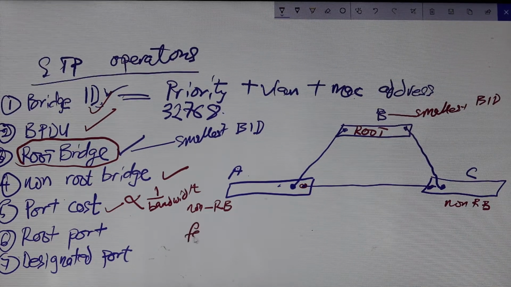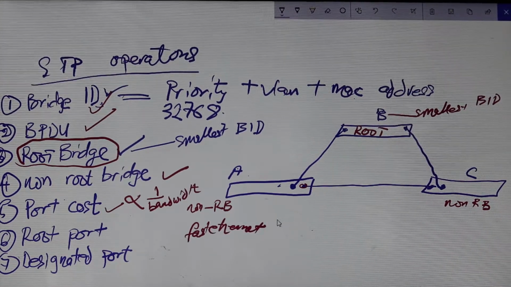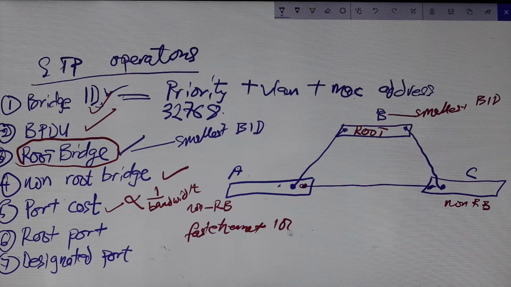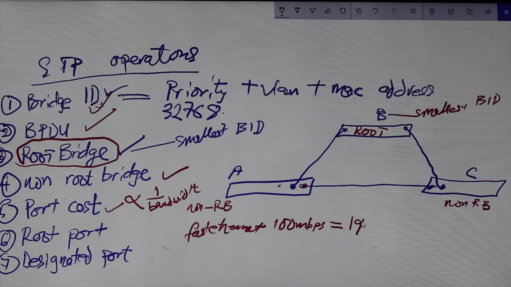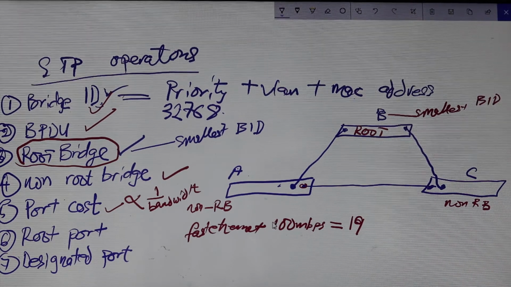So fast Ethernet interfaces. What is the bandwidth for fast Ethernet interfaces? 100 megabits per second. And the value which is given to it is 19. That is the port cost for fast Ethernet interfaces. It's fixed. There's no mathematical formula for that.